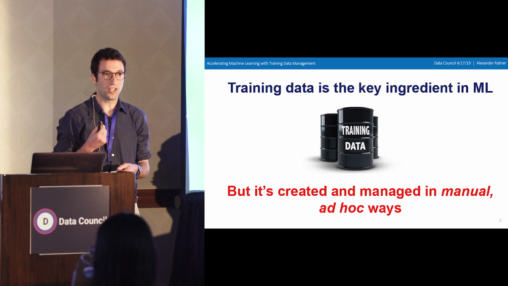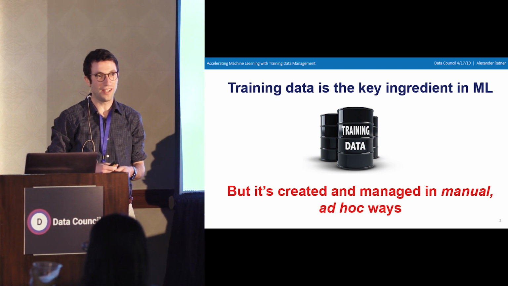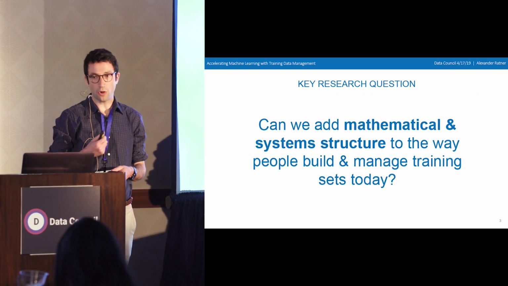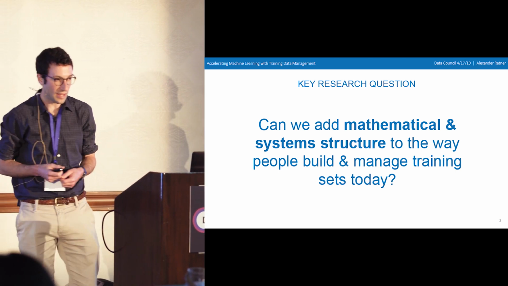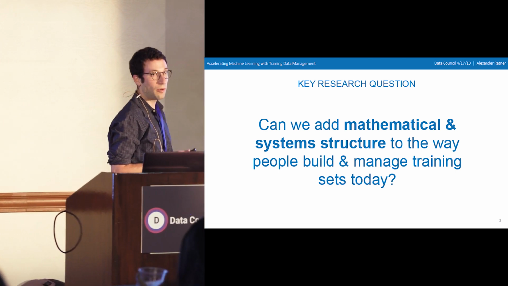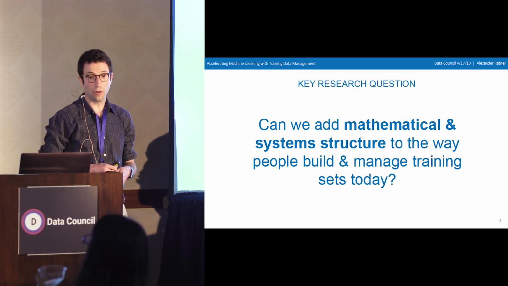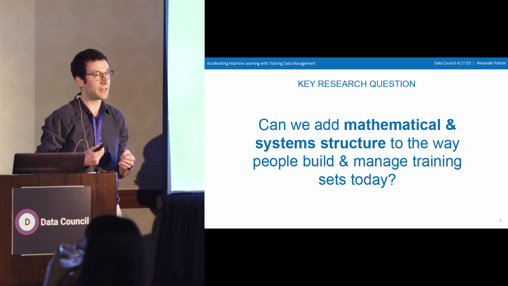But for something that's such a key ingredient, it's increasingly, largely created and managed in almost entirely manual or ad hoc ways. And so the research question that a lot of the work that we've done on the Stanford side is anchored around is a simple one. Can we add a little bit of mathematical and system structure to the way that people in the real world build and manage their training sets? And can we use this to lead into new ways of interacting with the machine learning stack?